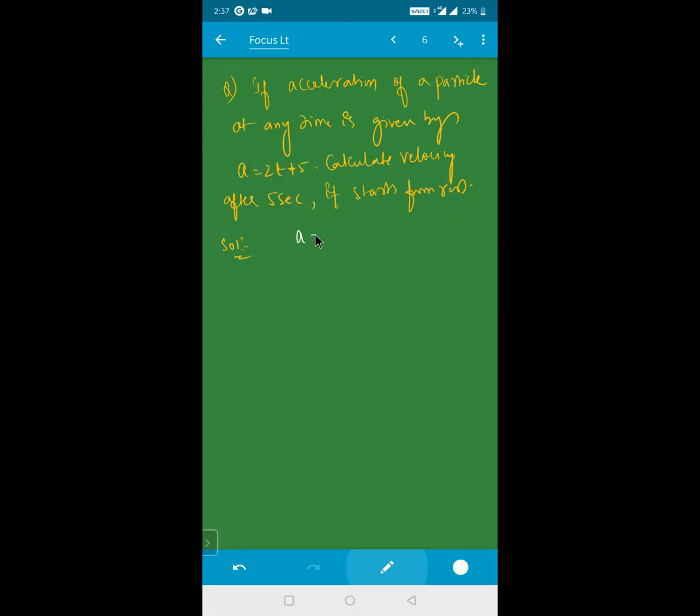See, acceleration is given to us. a is equal to 2t plus 5. What we need is velocity. Acceleration we already know. dv by dt is equal to 2t plus 5. So take dt on the other side. So dv is equal to 2t plus 5 into dt.